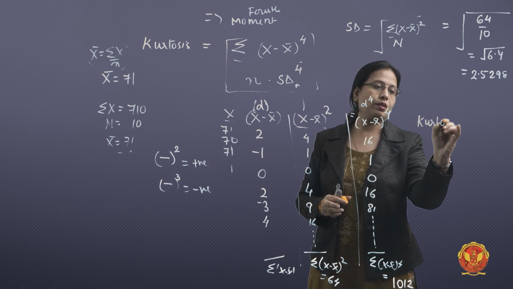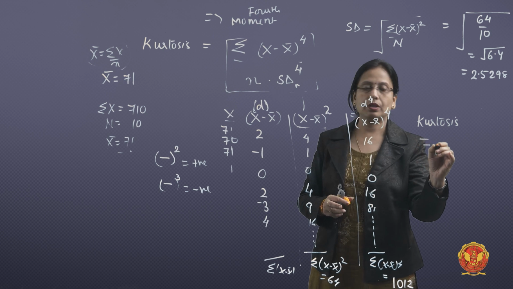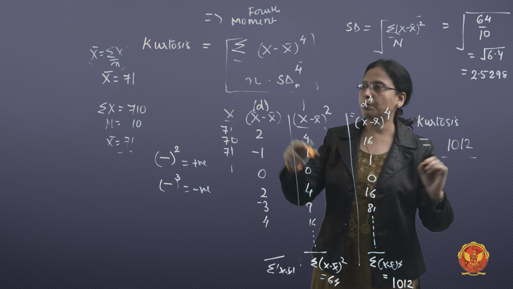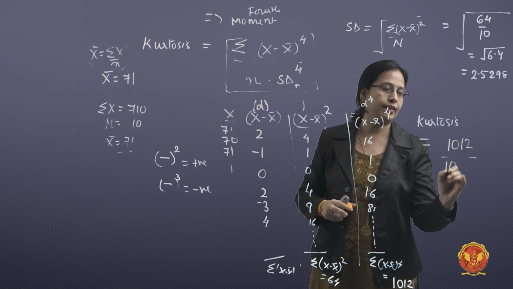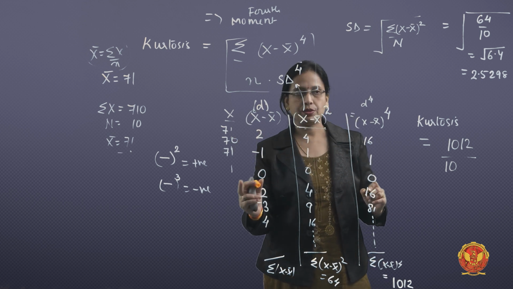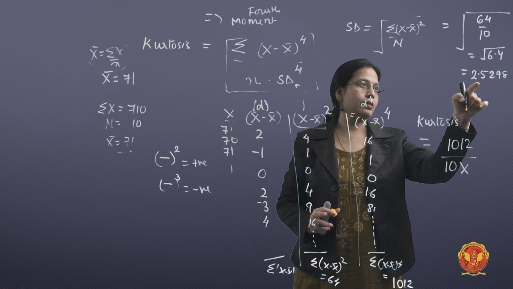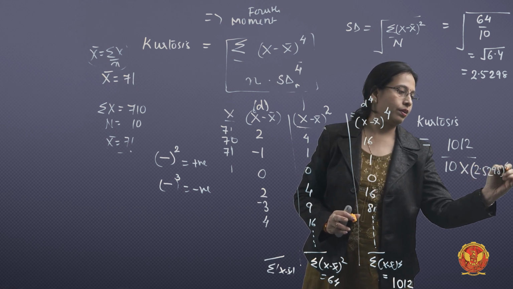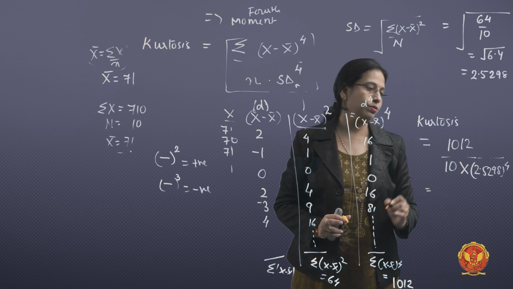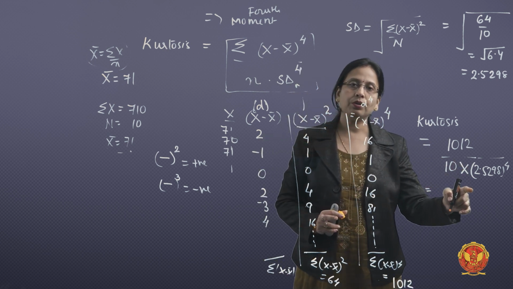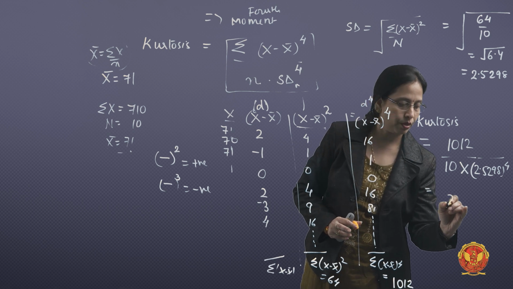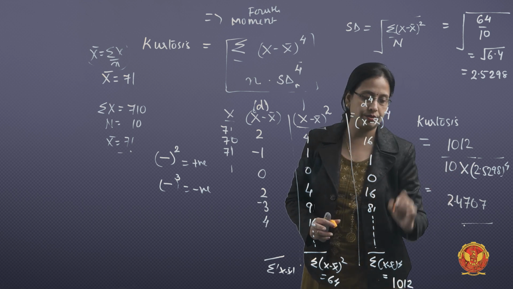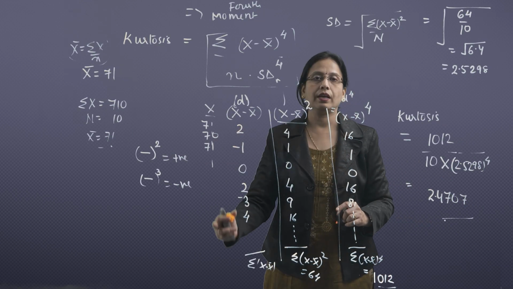So the kurtosis for the given data comes out as the summation of this, divided by n. N means the total number of observations, which is 10, multiplied by standard deviation to the power 4. With a simple calculator you can calculate this value. When you calculate it, it comes to somewhere around 2.4707. What is this? This is the kurtosis of the given data.